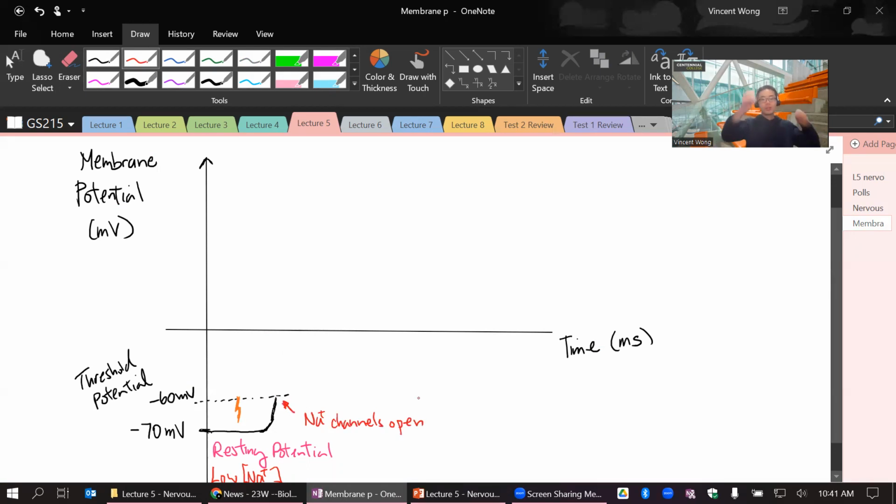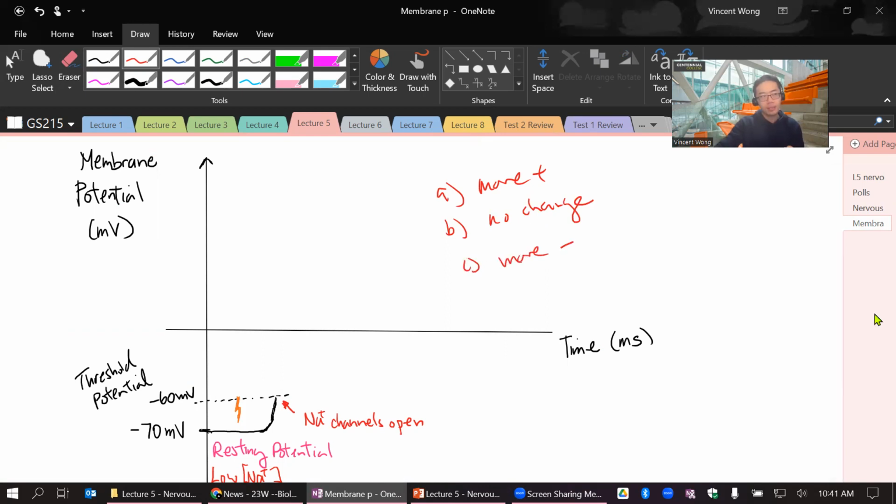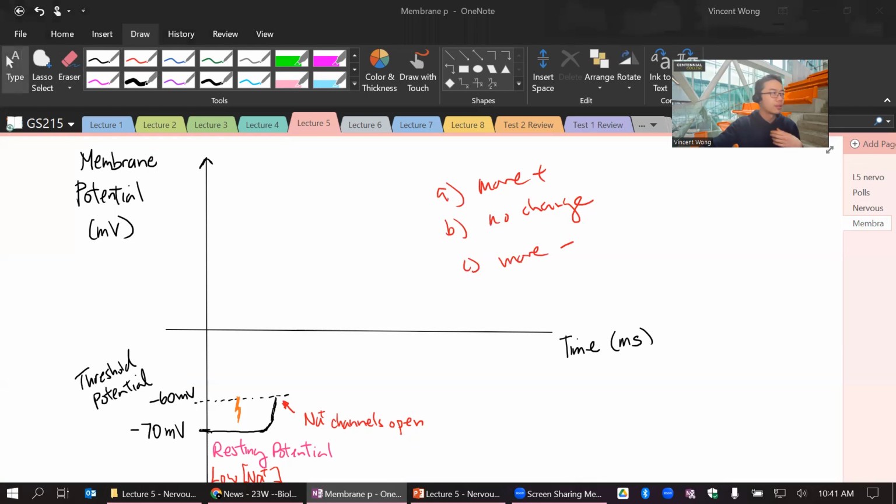As soon as the sodium channels open, all the sodium is going to flood inside the cytoplasm. So please tell me, with all the sodium coming in, what's going to happen to the membrane potential? Is it going to get more positive? A, more positive. B, no change. Or C, more negative. And we're talking about the inside, right? Inside is always our point of reference. Please let me know. As soon as the sodium channels open, what's going to happen to the membrane potential?